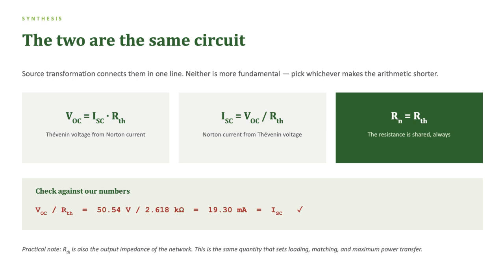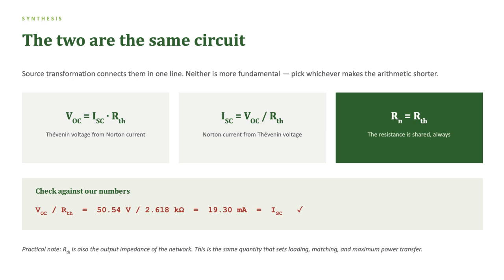Divide 50.54 volts by 2.618 kiloohms. You get 19.30 milliamps, the Norton current, without ever shorting anything. As you can see, VOC/RTH equals 50.54/2.618 K, which equals 19.30 milliamperes, which equals ISC. That is source transformation. It means the two theorems carry exactly the same information, encoded differently.